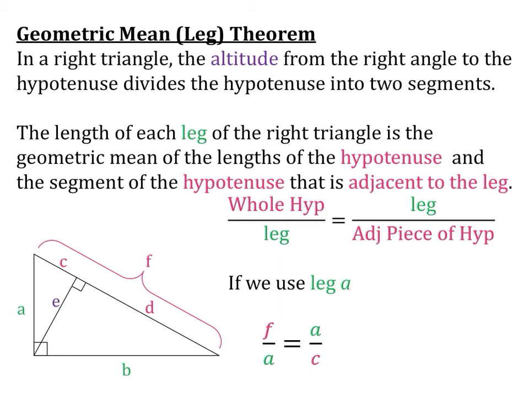So let's start by considering leg A. If we use leg A, then our proportion would look like this. Remember, the whole hypotenuse, in this case labeled F, divided by the leg we are using as the means, in this case leg A, right over here. And it's the original right triangle that we're looking at for identifying our legs. That equals the same leg divided by C, because C, this little section right here, is the adjacent part of the hypotenuse to the leg that we're identifying.